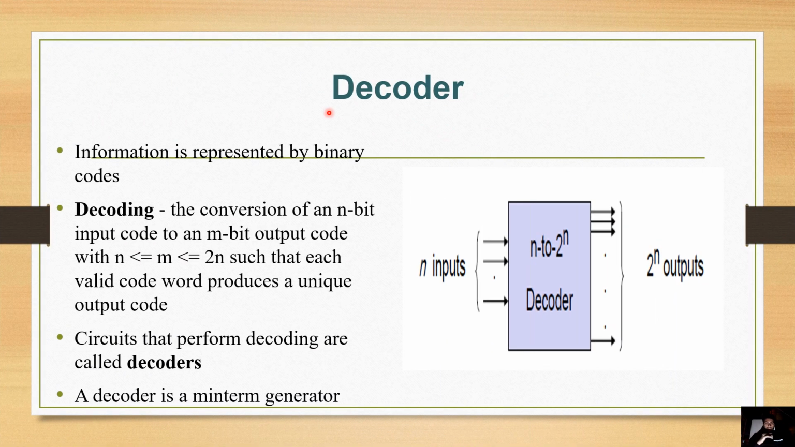Decoder. Information is represented by binary codes. Decoding is the conversion of an n-bit input code to an m-bit output code with n less than or equal to m and m less than or equal to 2^n, such that each valid code word produces a unique output code. Circuits that perform decoding are called decoders. A decoder is a minterm generator. So this is a decoder.